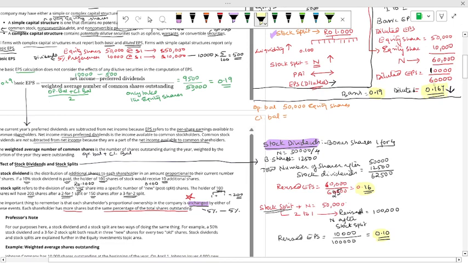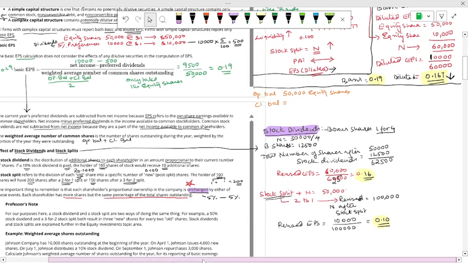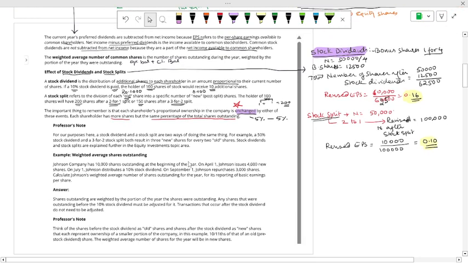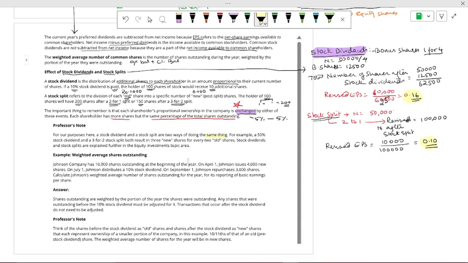Are you clear about this? Everywhere there will be a change as such. For our purpose, stock dividend and stock split are two ways of doing the same thing. There is nothing different. A 50% stock dividend and a 3-for-2 stock split both result in 3 new shares for every 2 shares held.